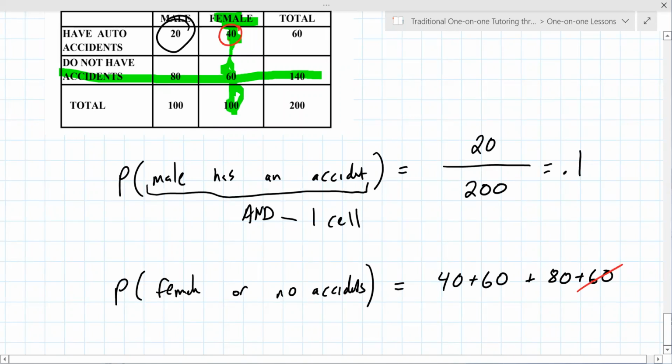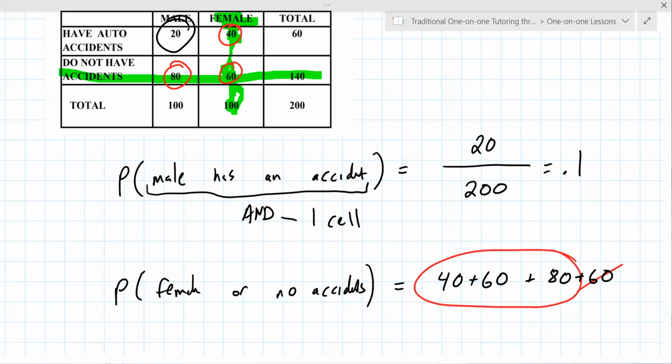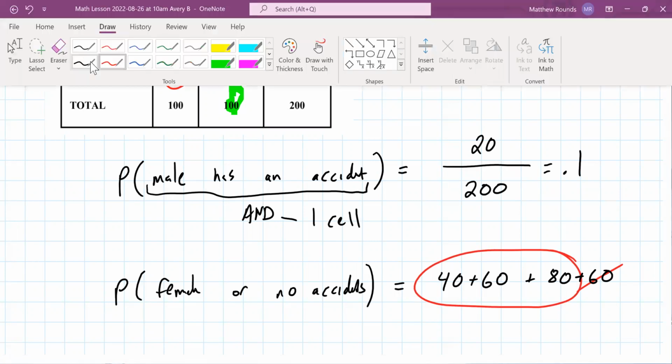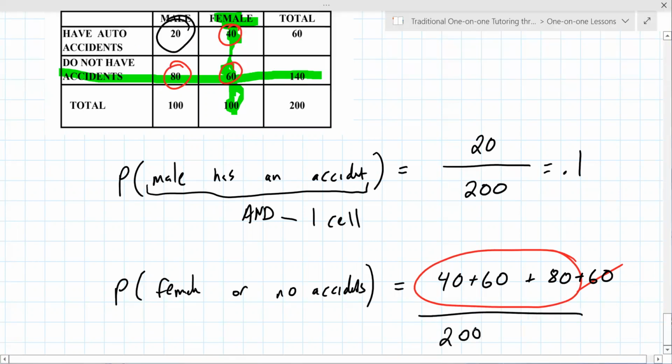Sometimes it's better just to circle the ones that work. And you just add those up over, well, it's over 200 again, because that's the total. That's the more realistic question you're going to get. That ends up being 0.9. That's the more common test question.